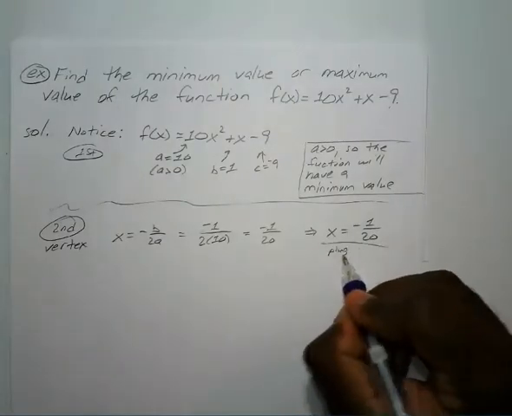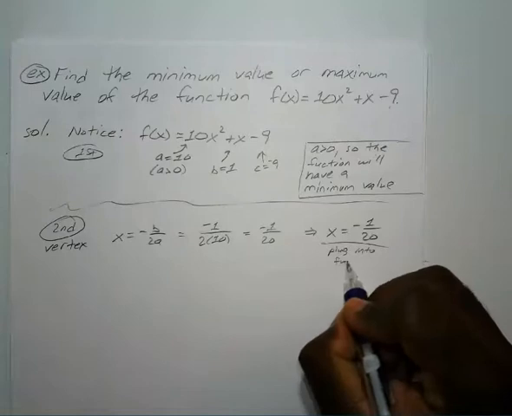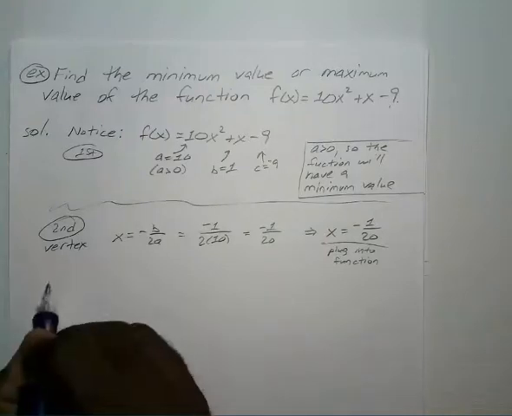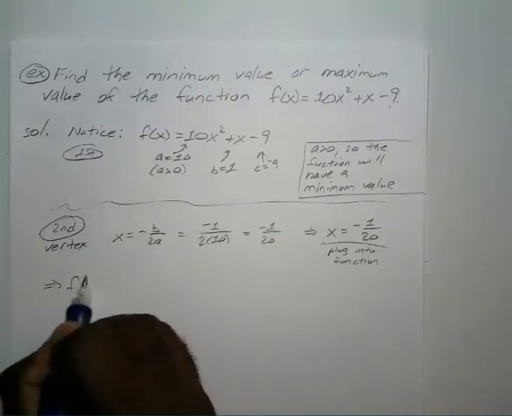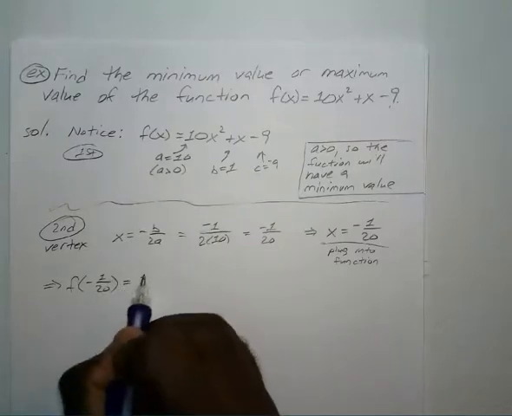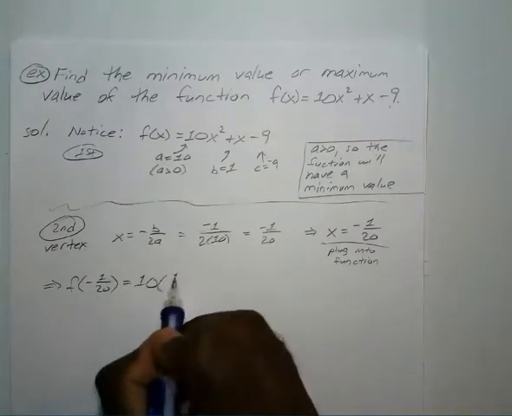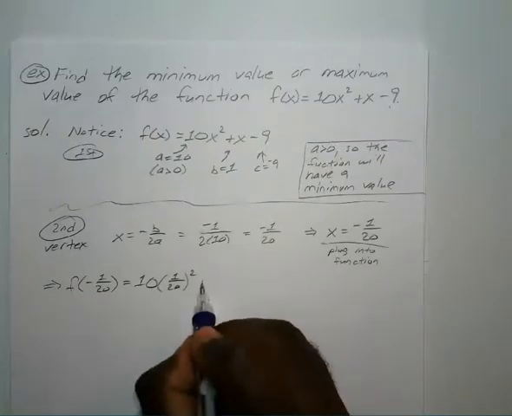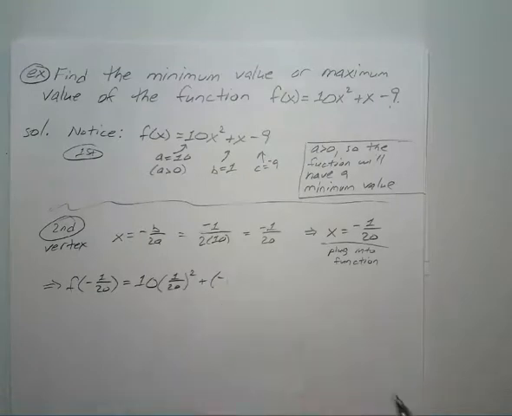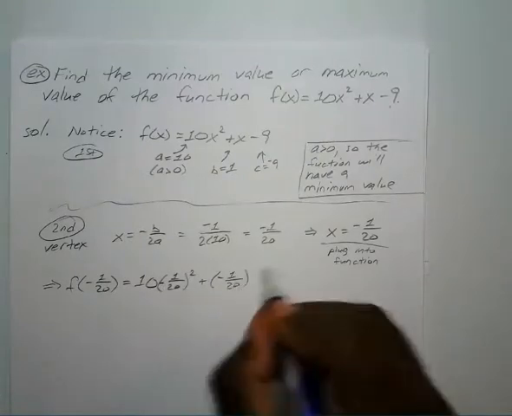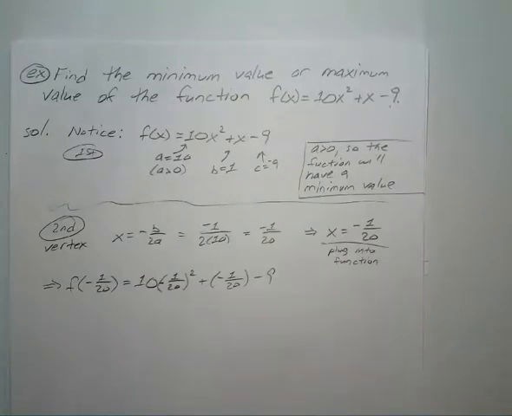And we plug that into our function. Okay, so that means f of negative 1 over 20 is going to equal 10 times negative 1 over 20 squared plus, sorry about that, negative 1 over 20 minus 9.